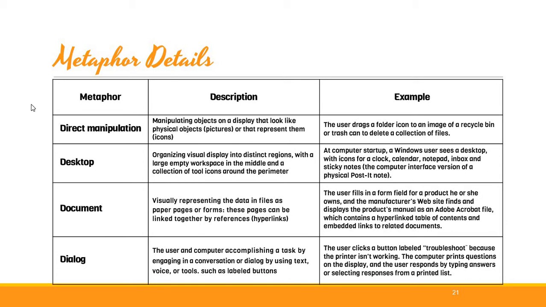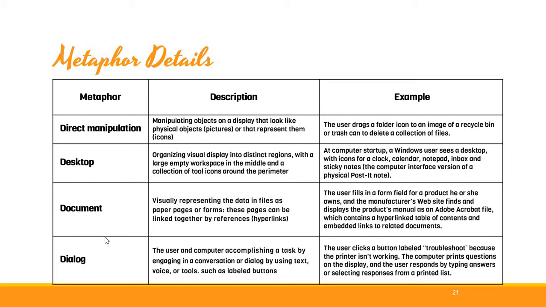For example, for a desktop, the description is organizing the visual display into distinct regions with a large empty workspace in the middle and a collection of tool icons around the perimeter. An example of this is at computer startup, a Windows user sees a desktop with icons for a clock, calendar, notepad, inbox, and sticky notes. Those are the computer interface version of a physical post-it note.